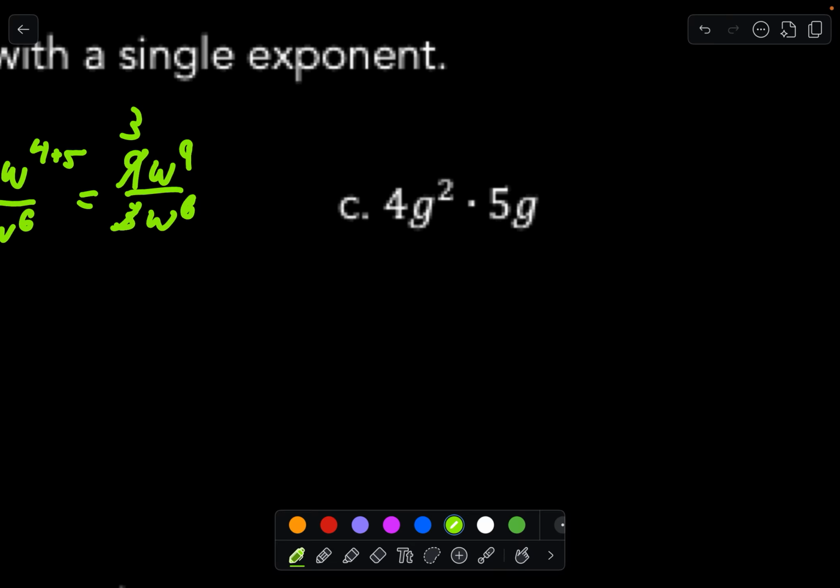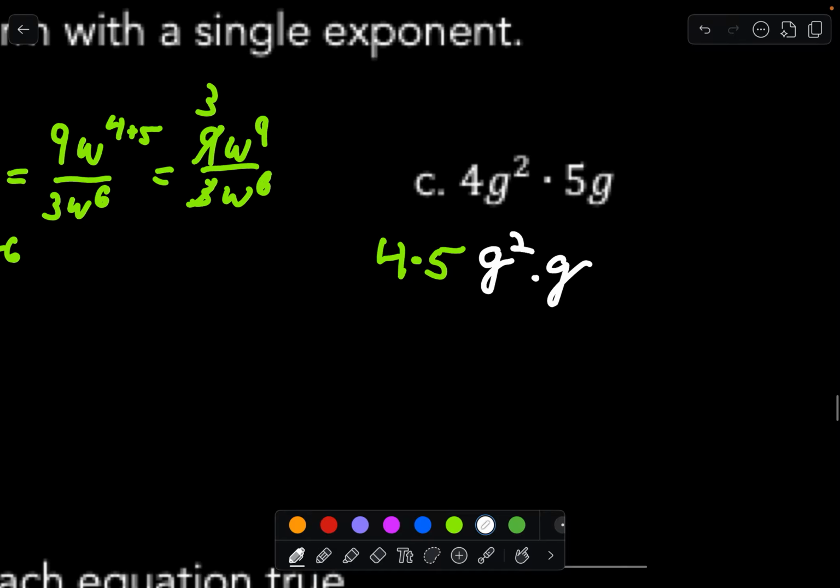All right. On C, now we have two things multiplied. And when you have this, what I tell students is first, you can rewrite this and put the 4 times 5 in front, because you can change the order of multiplication. And then right behind it, g squared times g. Okay? I just rearranged this. Now, you don't have to show this, but this is what I'm doing. So I know what 4 times 5 is. I know that's 20.